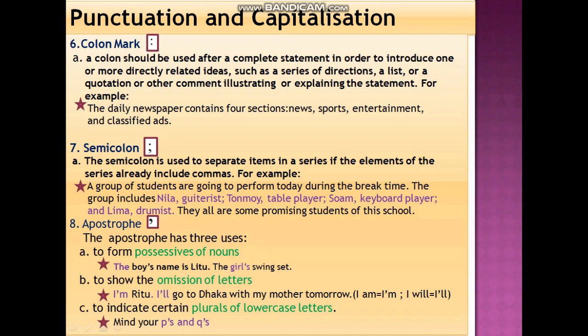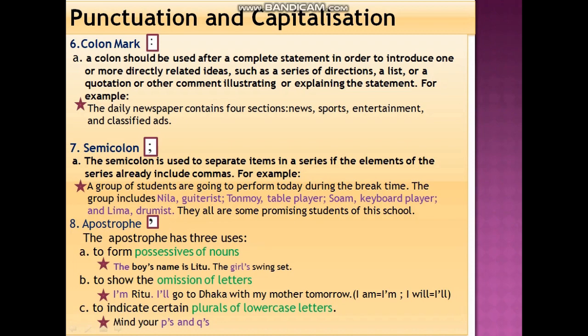8. Apostrophe. The apostrophe has 3 uses. Apostrophe, 3 byabohar royeche. A: to form possessive of nouns. Possessive noun toiri korte. The boy's name is Litu. Here, the boy's is the possessive noun belonging to the boy, the name Litu. And the girls' swing set. This swing set belongs to the girls. So it's to emphasize the boys and the girls. Okay. Next one.